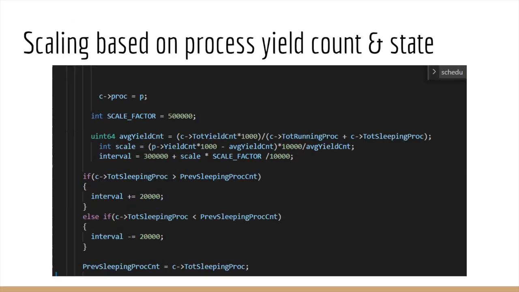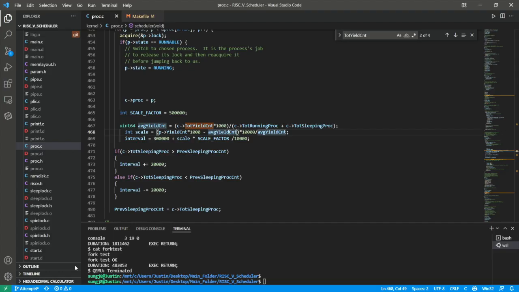So here you can see our approach for scaling based off yield count as well as state, and we have our scale factor, which we're applying to an average yield count, as well as the number of total processes running, as well as the total sleeping processes. With all these factors, we are able to get an interval that will dynamically adjust based off of the workload given to the processor. We'll provide a quick demo for you now. So here we have our attempt 4. You can see our fairly involved method of changing our intervals.